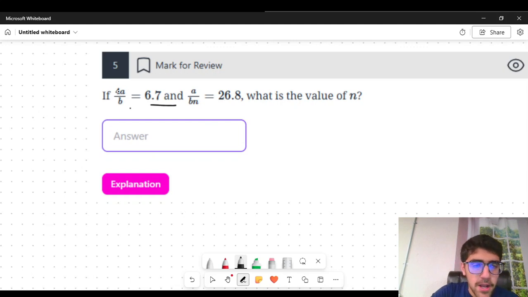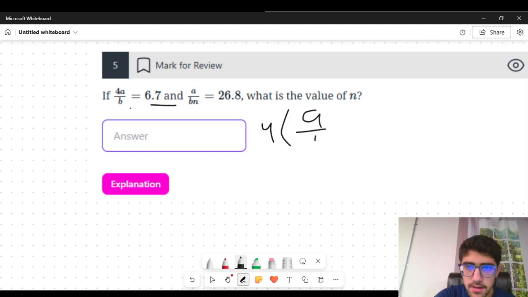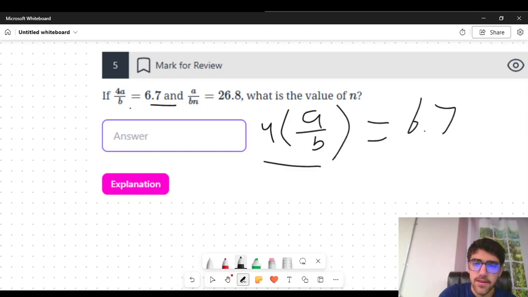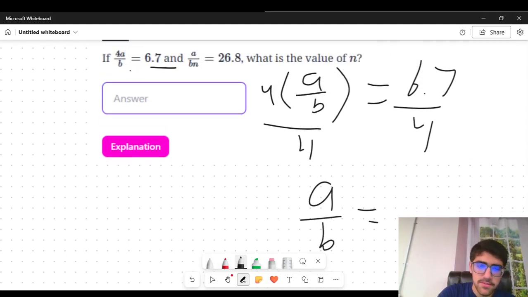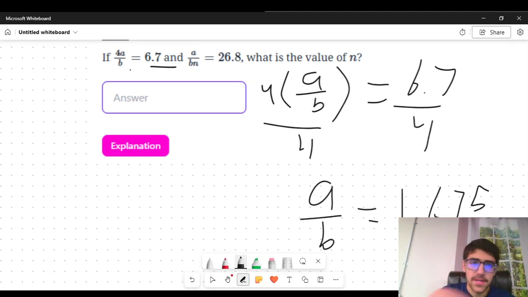So right here we have 4a over b, which can be written as 4 times a over b equals 6.7. To solve for a over b, I'm just going to divide both sides by 4. I get that a over b is equivalent to 6.7 divided by 4. I'm just going to put this in decimals real quick, and the answer is 1.675. And that is not the answer, that is what a over b is equal to.